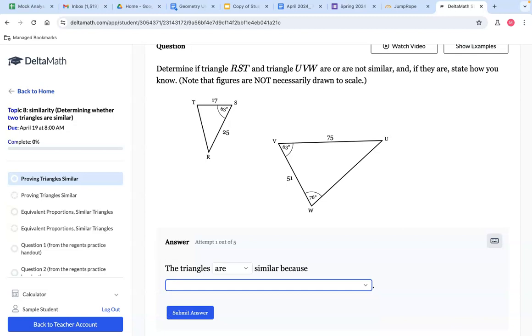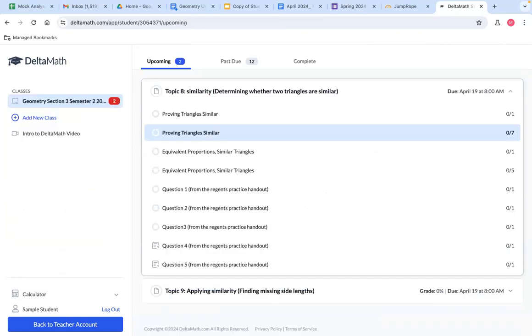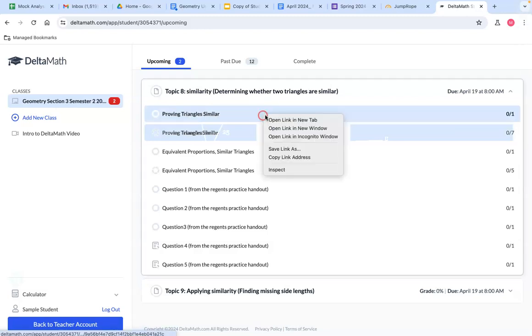This is the included, oops, sorry. Let me go back. Exit drawing. Okay, sorry guys.